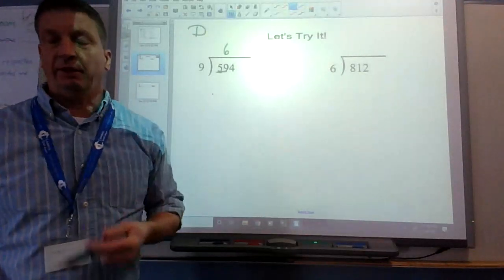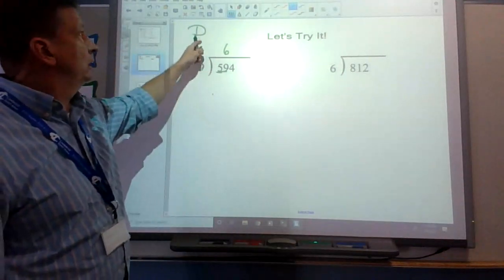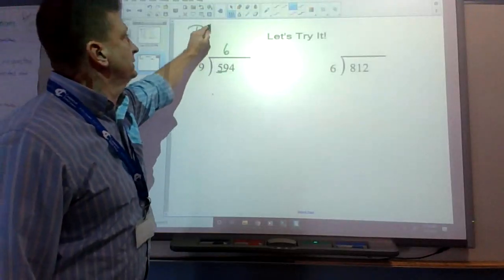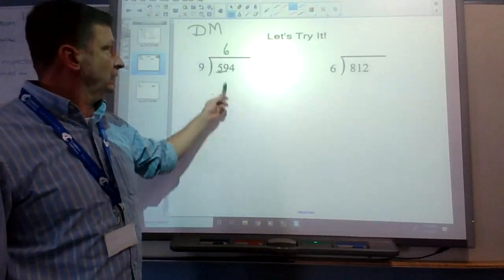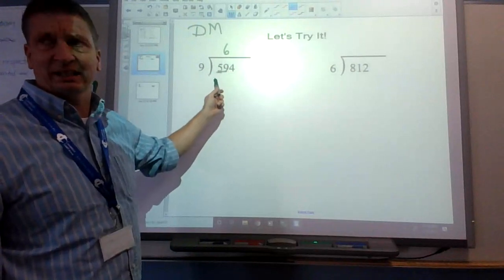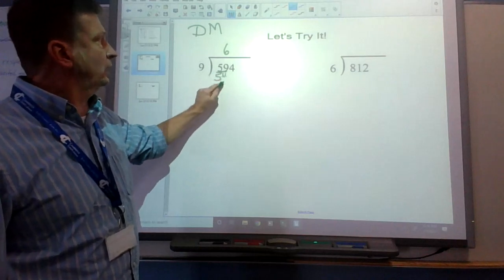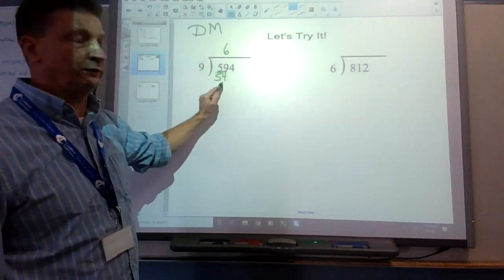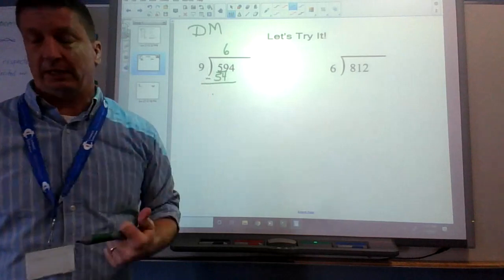So our mnemonic device: dad, mom, sister, brother, Rover. So I divided. 59 divided by 9 is 6. My next step is mom, or multiply. So we have to be thinking, I divided 59 by 9, which was 6 times. What is 6 times 9? Oh, that's 54. So we're going to write our answer to the multiplication, 6 times 9 is 54, directly under the 59, because that's the number we divided.